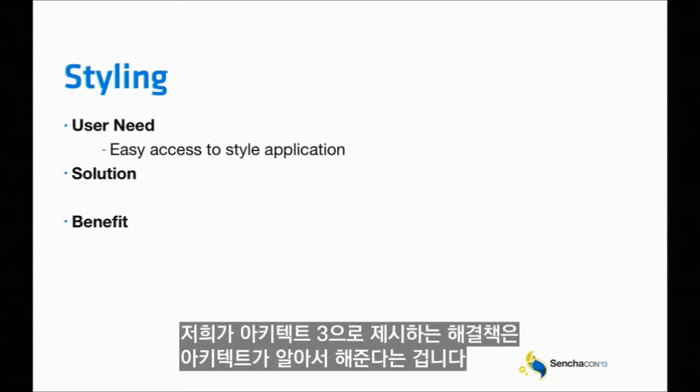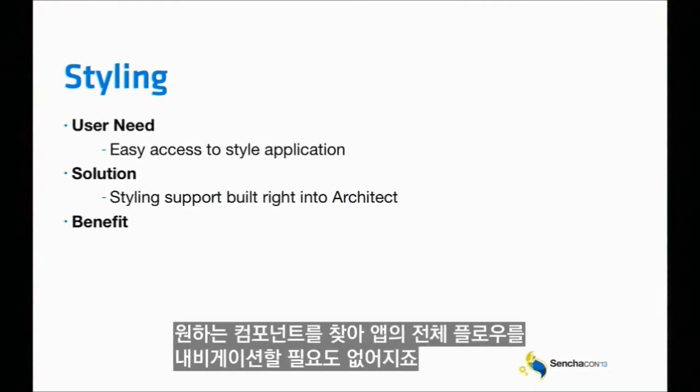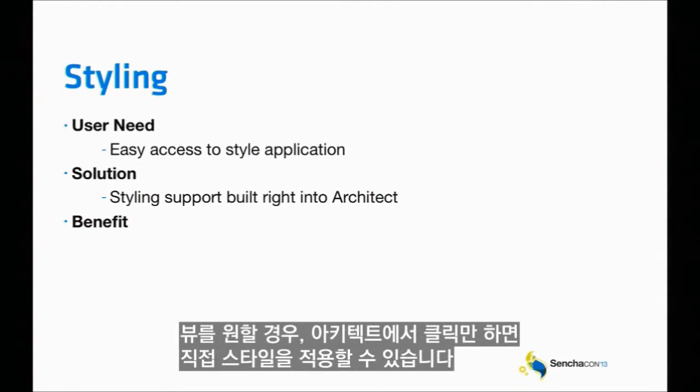So the solution that we have in Architect 3 is to do it right in Architect. Architect already has your full project laid out pretty nicely in the project inspector for you. And you don't have to navigate through your entire application flow to get to the component you want. If you want a view that's 20 steps away, you just click on it in Architect and you're right there and you can style it directly.